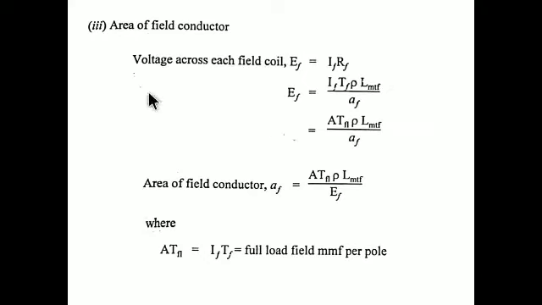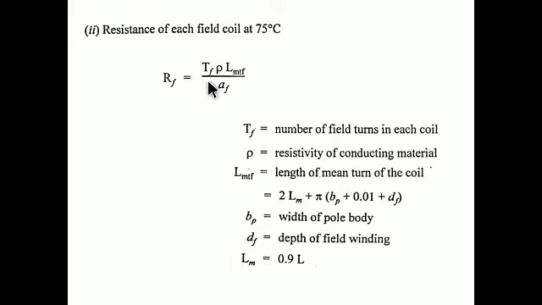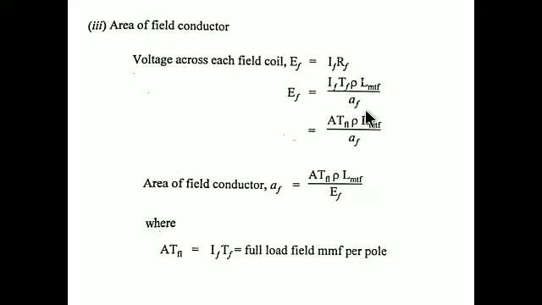Then the third step is the area of the field conductors. To determine the area, first of all you need to find the voltage value of the field coil. You have to write the voltage across each coil: EF is equal to IF into RF. RF is already calculated: RF is TF rho LMTF divided by AF. Use this formula and substitute here, and you get this equation.